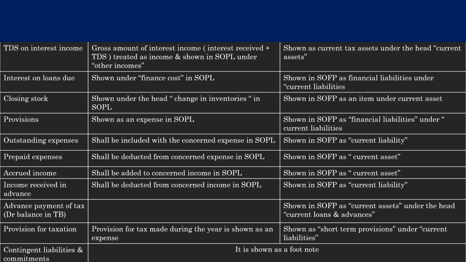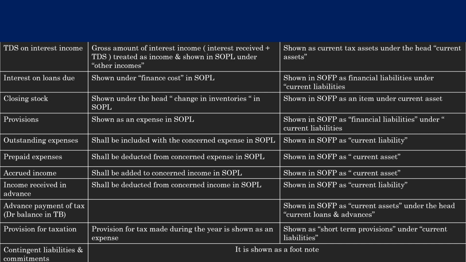The contingent liability is not shown in any of the books. So we cannot show it in the statement of profit and loss, and we cannot show it in the statement of financial position, because it hasn't yet happened. However, there is an existence of contingent liability for the concern, and it should be disclosed in the balance sheet as a footnote.